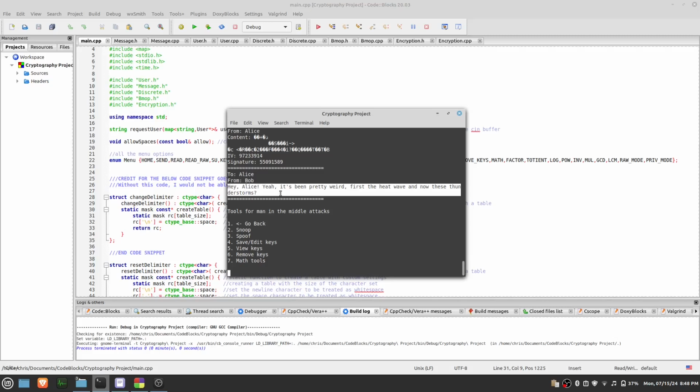So yeah, and this appears to be correct. That or it's just a massive coincidence, which is pretty unlikely. So yeah, we were able to decrypt the message to Alice, and let's see what else we can do.